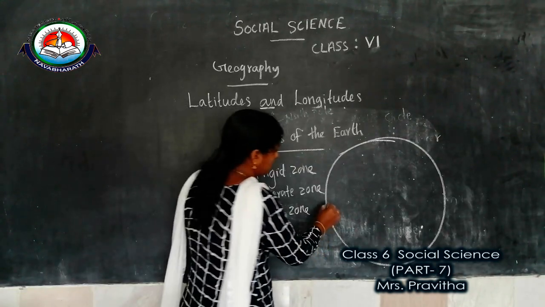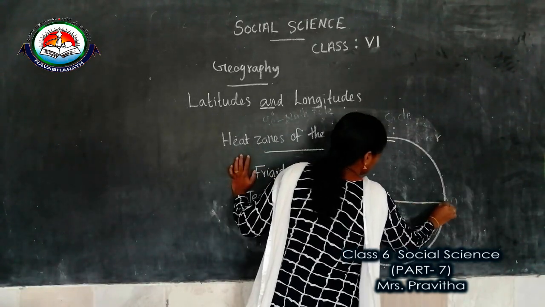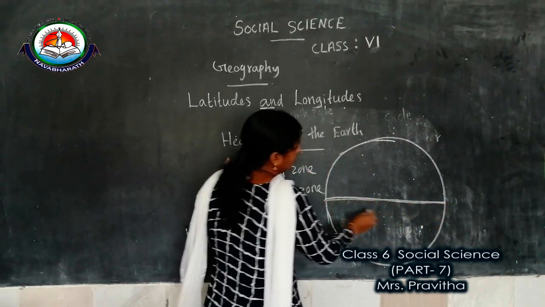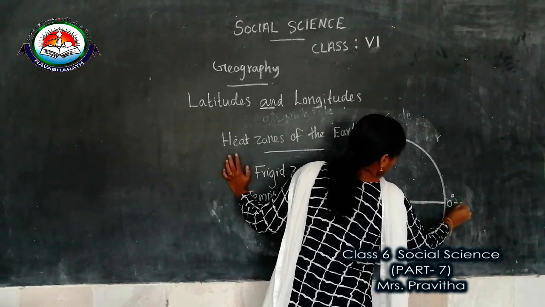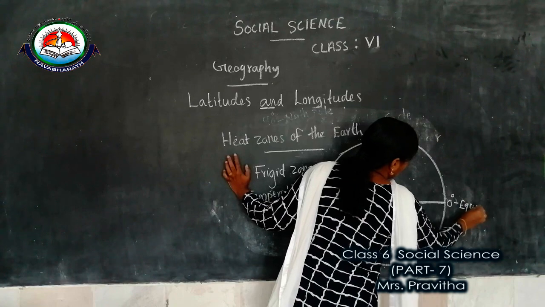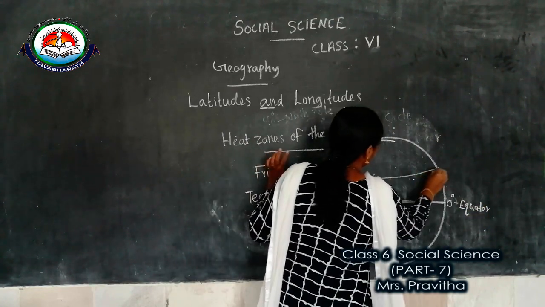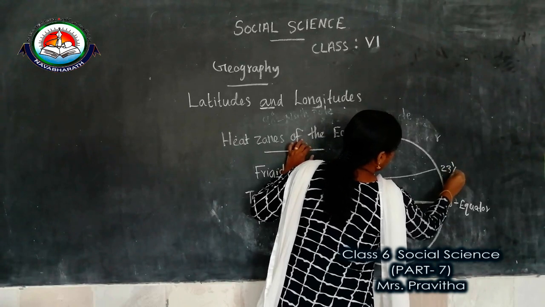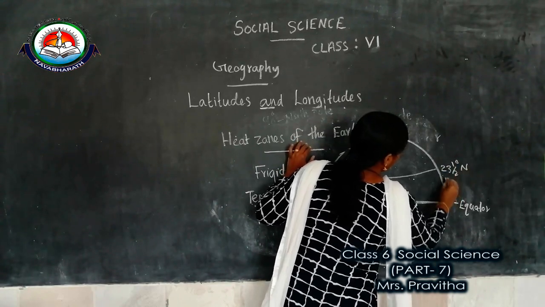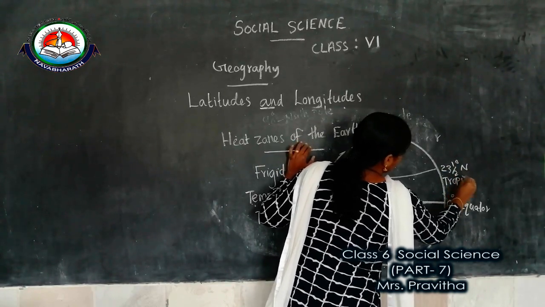Already we discussed, no, children, 0 degree, that is the Equator. 0 degree latitude is known as the Equator. Then 23.5 degree north, Tropic of Cancer.